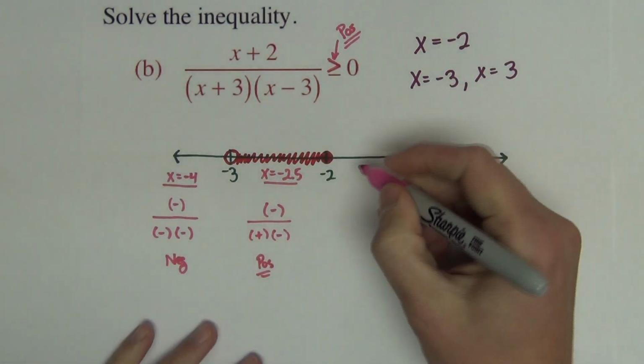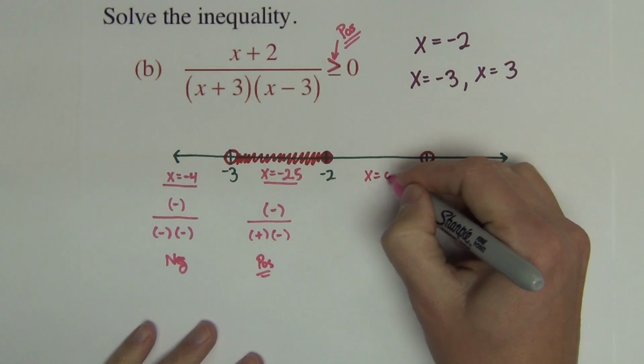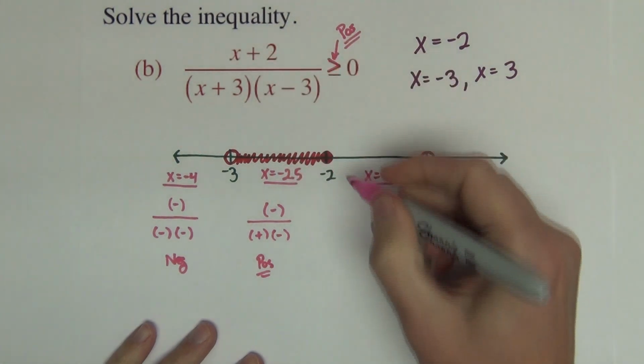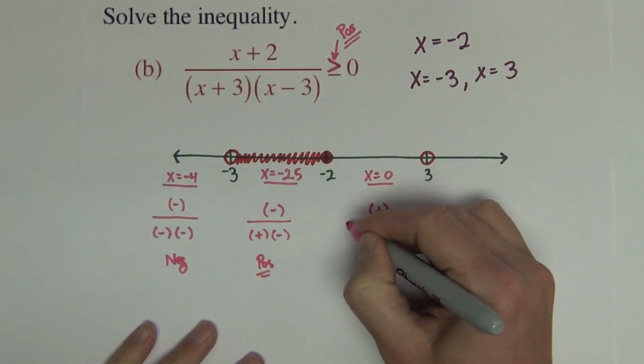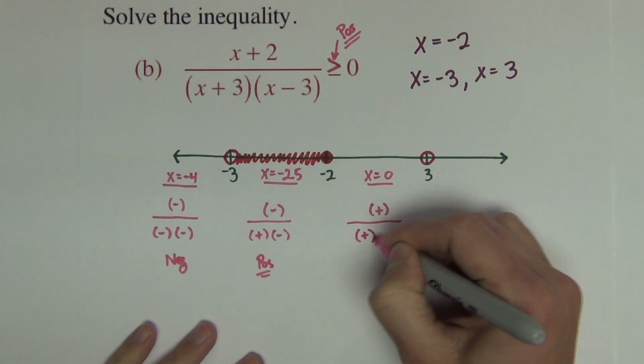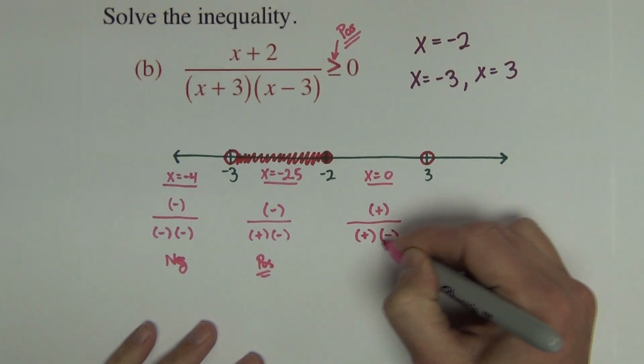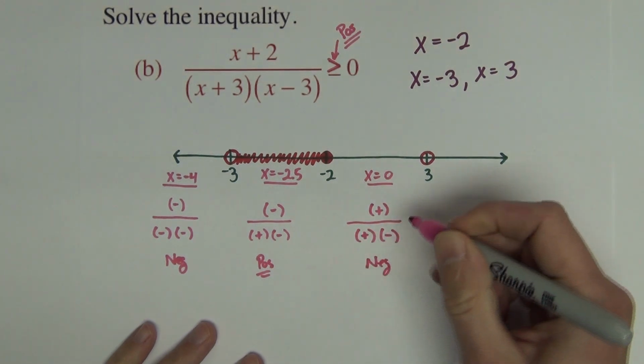Okay. Keep going. I keep testing. I'm going to go a little faster. X equals 0. 0 plus 2 makes the numerator positive. 0 plus 3 is positive. 0 minus 3 is negative. That's negative. We don't want it.